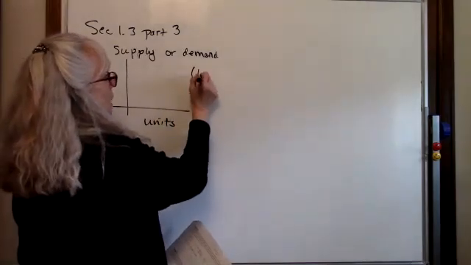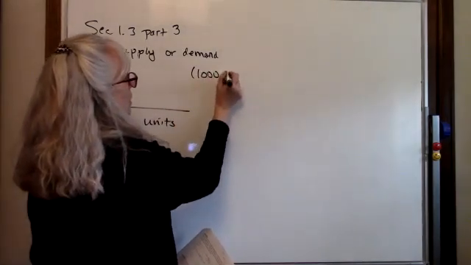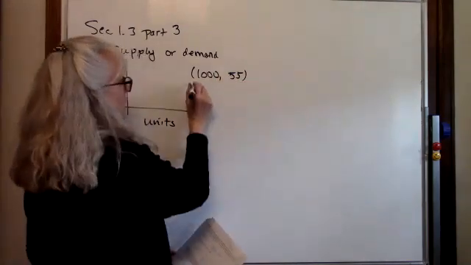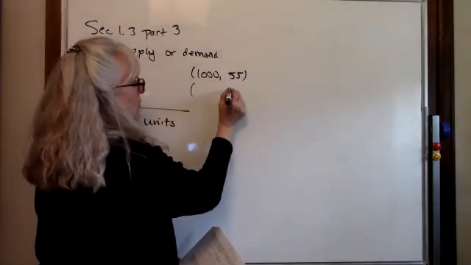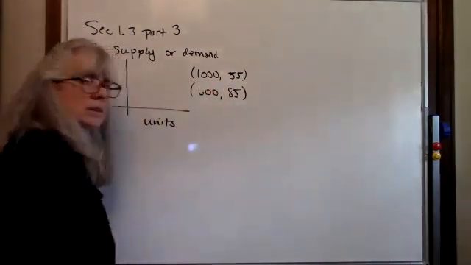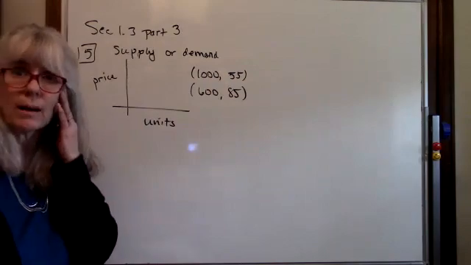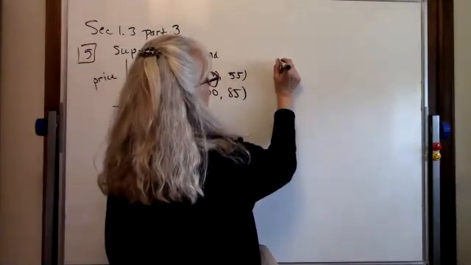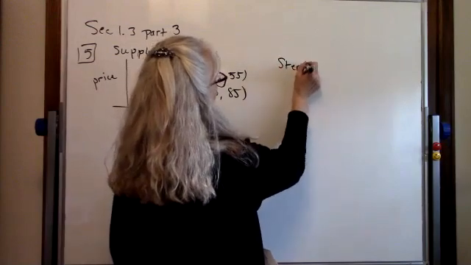So they're telling me that I've got 1,000 units and it's $55. At a unit price of $85, so now that's the Y value of 85, the demand drops to 600 units. So they've given me 2 points. We know what to do to write an equation here. So let's come in and find that slope first. So again, the first step, find M.